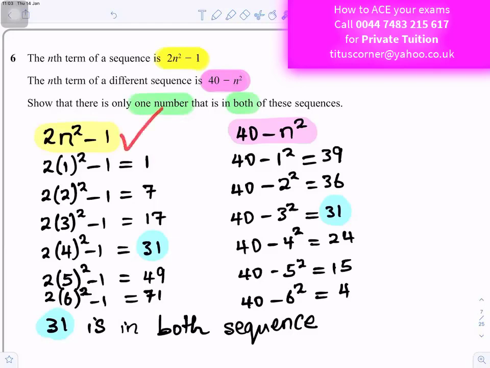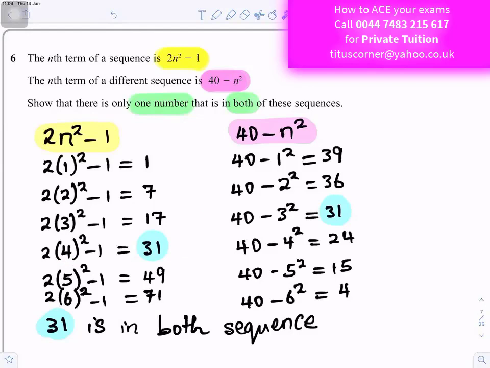So let's start with 2n squared minus 1. We substitute in n equals 1. So 2 times 1 squared minus 1 gives you 1. We do the next one, n is 2. 2 times 2 squared minus 1 is 7. Next one, n is 3. 2 times 3 squared minus 1 is 17. n equals 4. 2 times 4 squared minus 1 is 31. We carry on and we go to the next nth term.